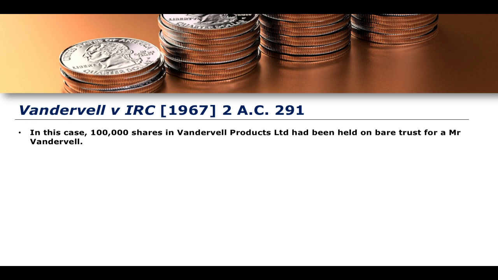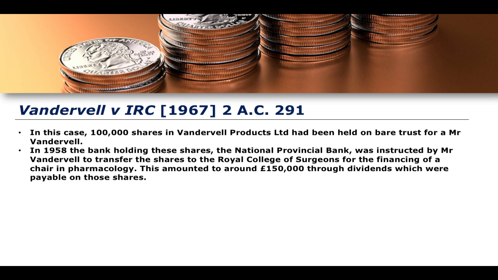In this case, 100,000 shares in Vandervell Products Limited had been held on a bare trust for a certain Mr. Vandervell. I don't know if it's Vandervell or Vandervell. It's spelled Vandervell, so I'm going to pronounce it Vandervell. In 1958, the bank holding these shares was the National Provincial Bank, and they were instructed by Mr. Vandervell to transfer the shares to the Royal College of Surgeons. This was for the purpose of financing a new chair of pharmacology.